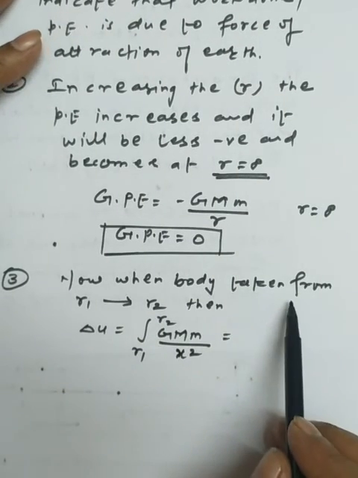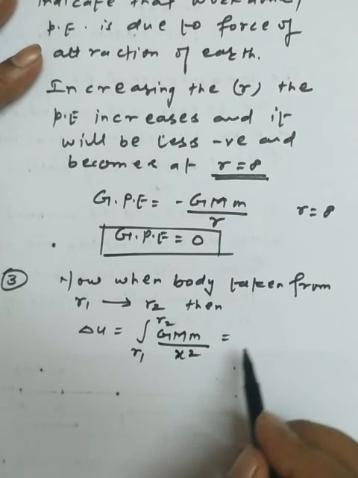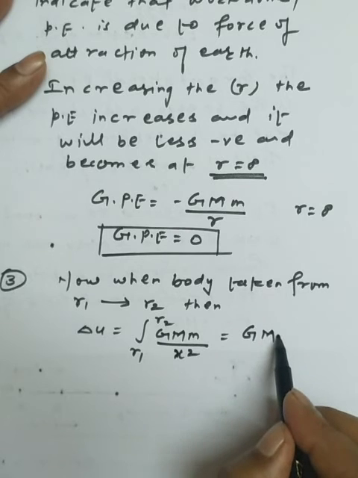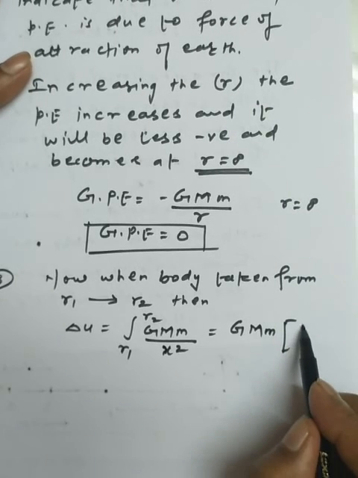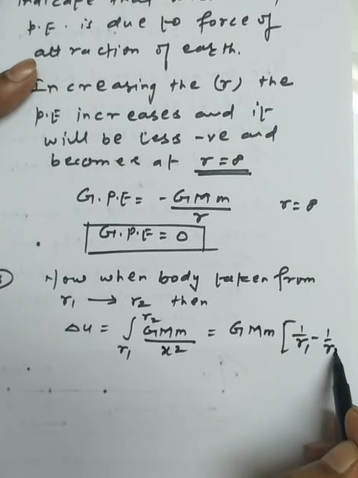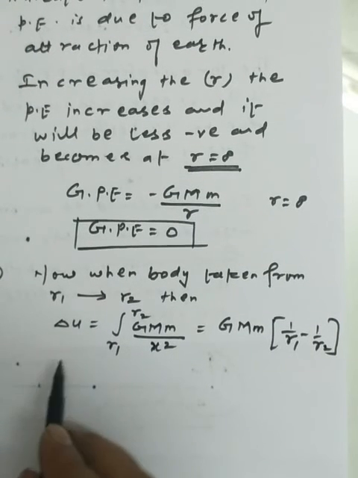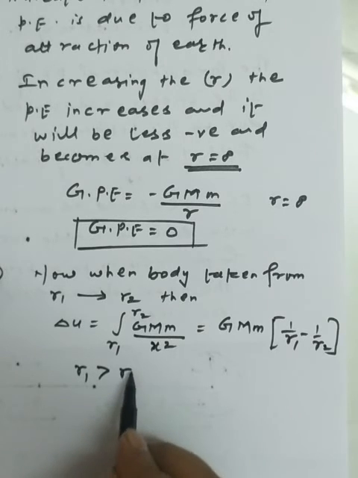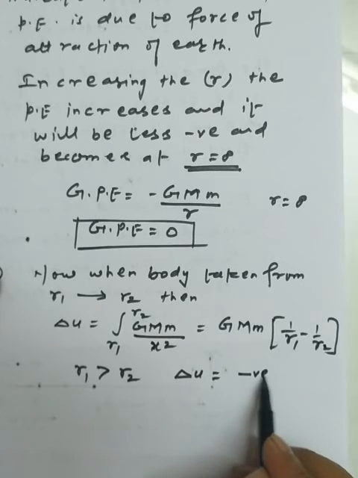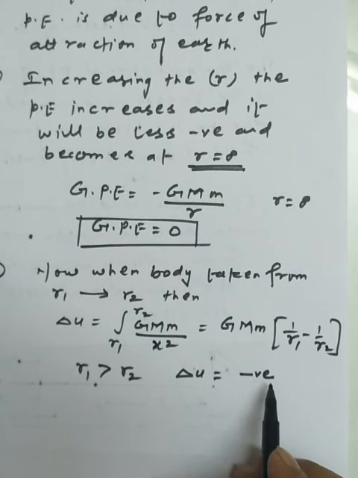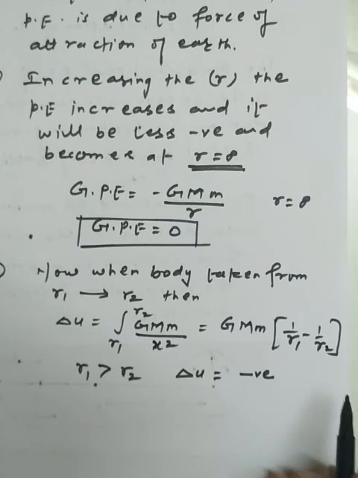As we take a body from distance r1 to r2, we have the general formula, and when we solve it, it comes in the form of capital G capital M small m times (1 upon r1 minus 1 upon r2). So this is the general formula we have. If r1 is greater than r2, then delta U will be negative. So we can conclude that when a body is brought closer to the surface of the earth, its potential energy decreases.